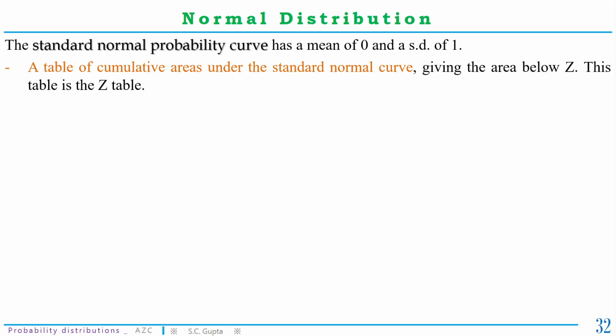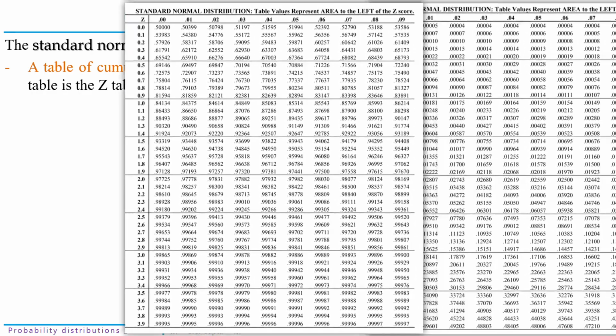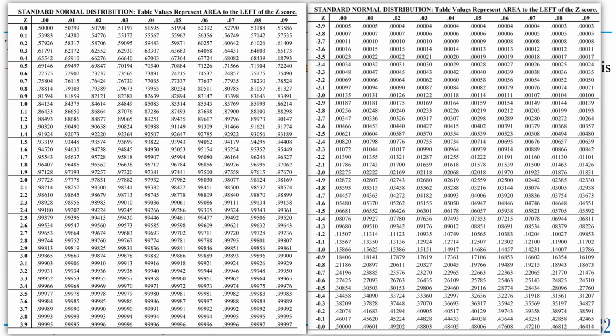A table of cumulative areas under the standard normal curve, giving the area below z, is called the z-table. Both the row and column headings combined show the value of z, while the values inside the table are the cumulative area under the curve to the left of the particular z value. Remember that this table always provides the area to the left of a given z value.